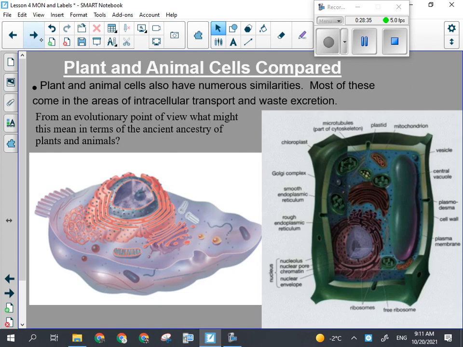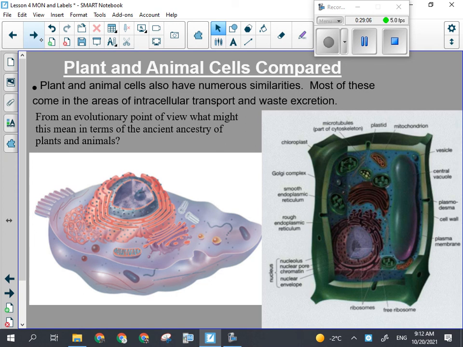Okay, so plant and animal cells have lots of similarities, more than they have differences. Those come in the areas of intracellular transport and waste excretion. Those are the similarities. So from an evolutionary point of view, what might this mean? Well, it means, and we talked about this the other day, that they have a common ancestor. Both plants and animals evolved from a common ancestor way, way back, like 3.5 billion years ago. They would have shared a single cell common ancestor.